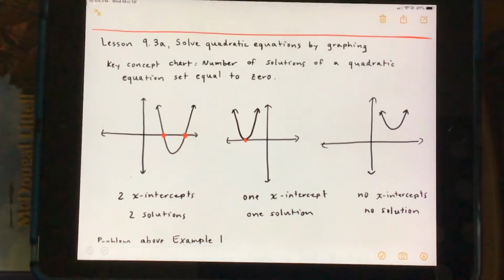The only part of the key concept chart we will be focusing on for this lesson in this class will be the left one, where the parabola intersects the x-axis at two places, providing two solutions. So let's take a look at what that means.